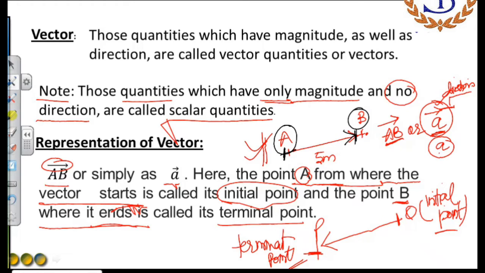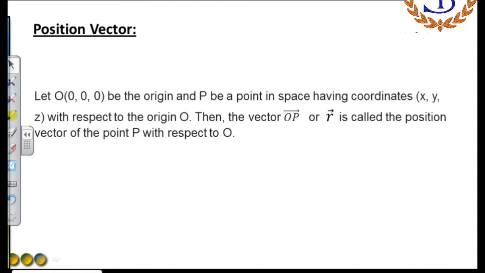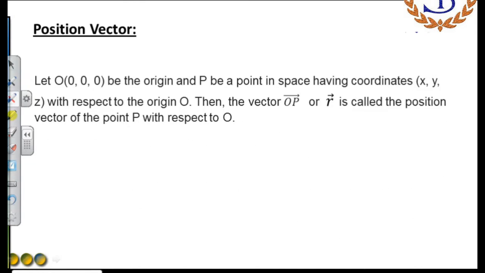Now what is the position vector? What do you mean by the position vector of any point? Now see, suppose here in the Cartesian system of space, it is x, it is y, and it is z.